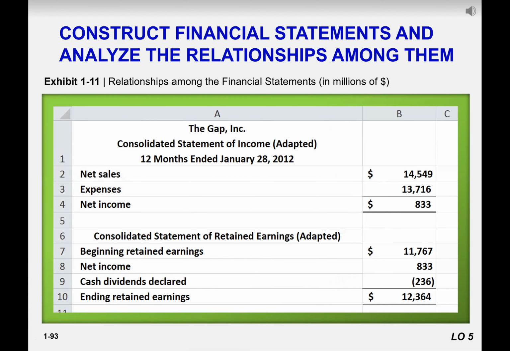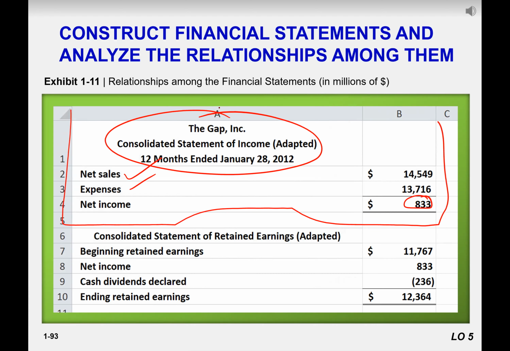How do we make the income statement? You see, net sales minus expenses gives net income. So that net income is different from the income statement, right? The income statement is a statement which is used to find out net income, right guys? Good. So here we go.